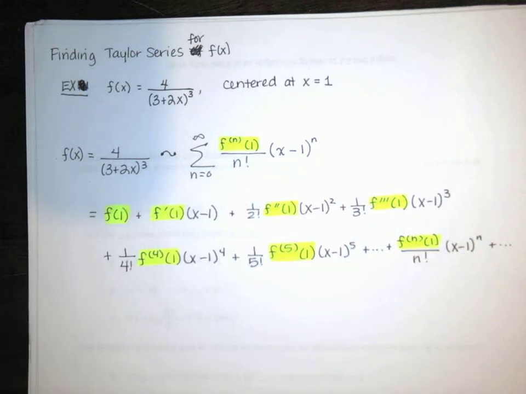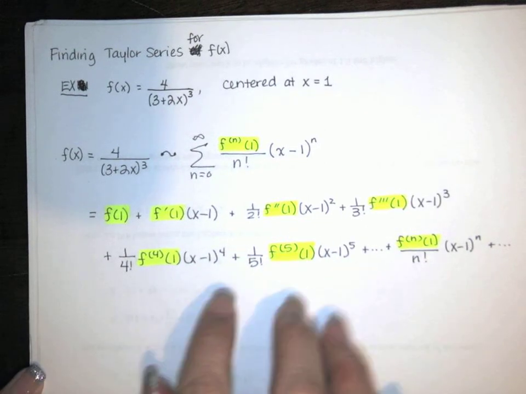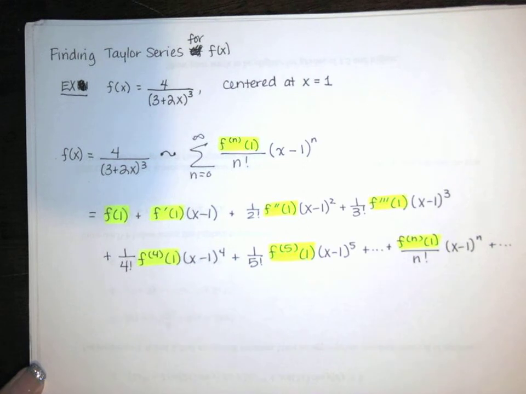All I have to do is find the nth derivative and plug in 1, and then substitute those in here. The 1 factorial, 2 factorial, 3 factorial, 4 factorial, all of that just depends on the term. The only unknown is our nth derivative.